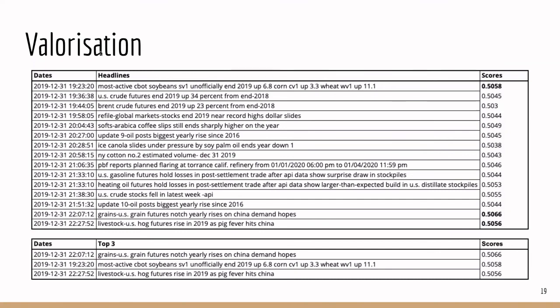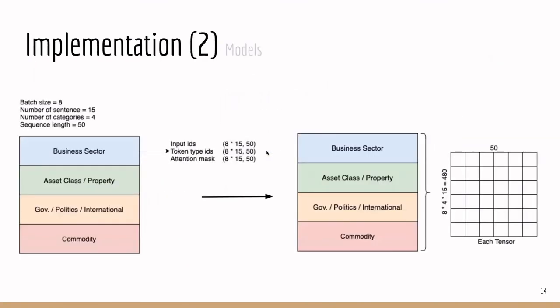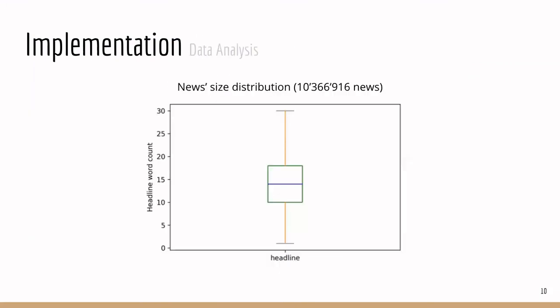Yes, so here, if I take this scheme, we have decided to truncate all our news to 50 words, because we have done here the news distribution over all the corpus, and we have seen that the third quartile of the news distribution reaches 30 words, but we want to include most of the news. So to do that, we have decided to truncate our news to 50 words.